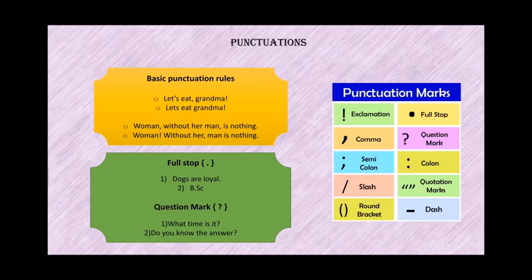Next is the question mark. A question mark is used at the end of a question. For example, what time is it? Question mark. Do you know the answer? Question mark. Beside here, there are different types of punctuation marks given, like exclamation mark, full stop, comma, question mark, colon, semicolon, quotation marks, etc.